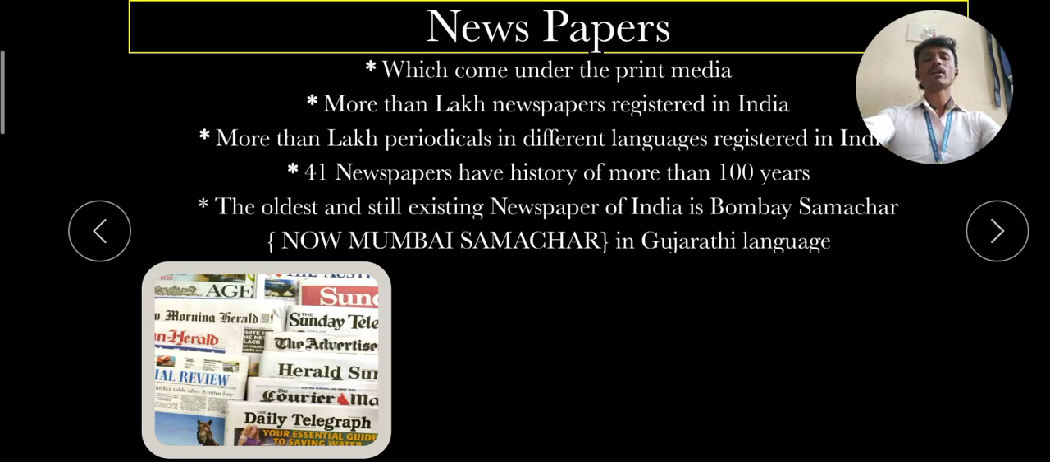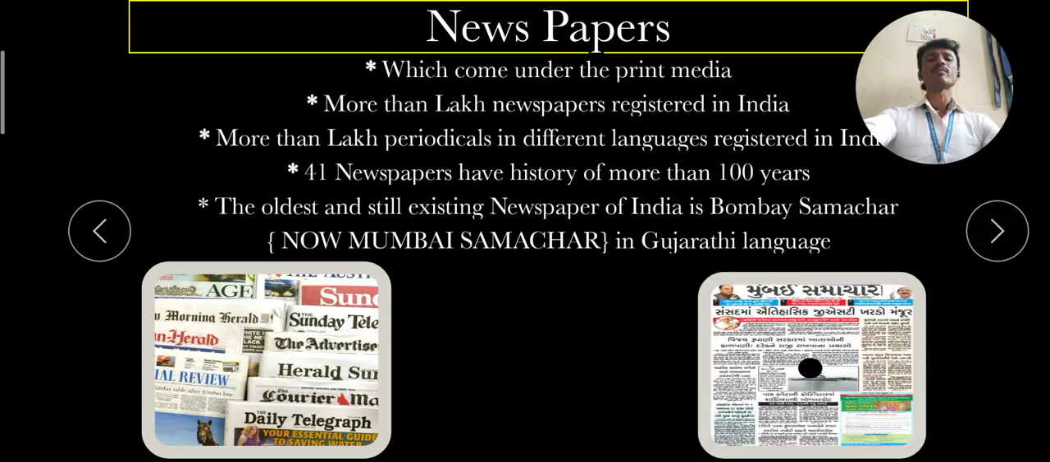This is available in the Gujarati language. So this is the Bombay Samachar, the oldest and still existing newspaper. Bombay Samachar and Mumbai Samachar mean the same. It is available in the Gujarati language. So this is about newspapers.